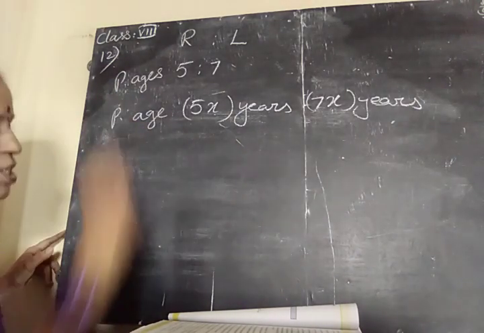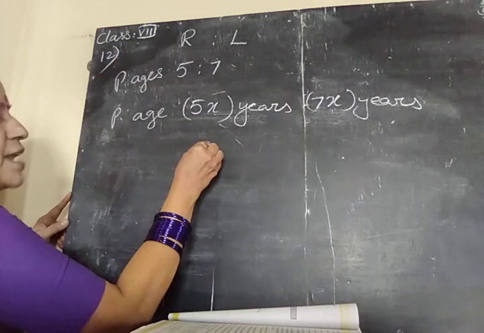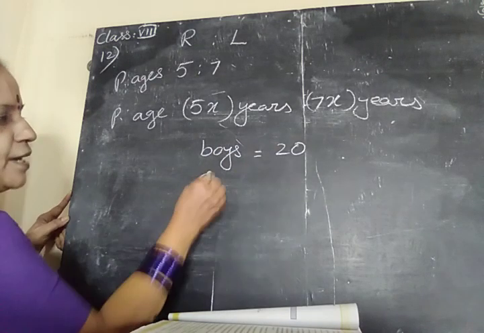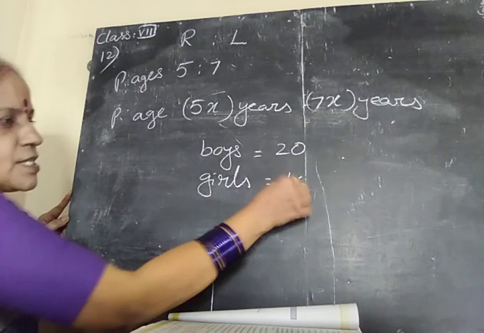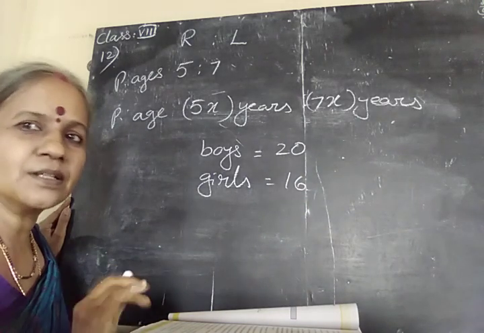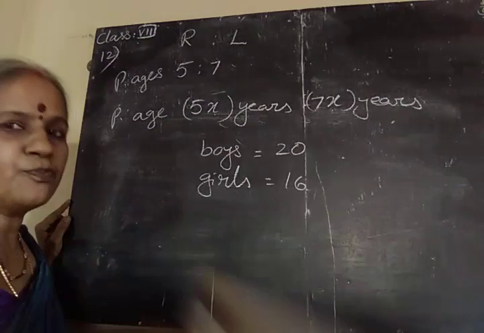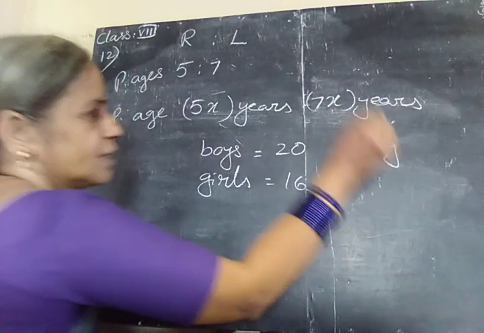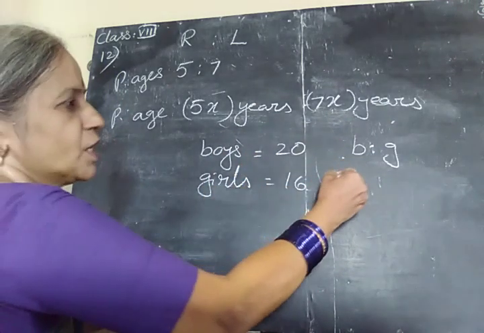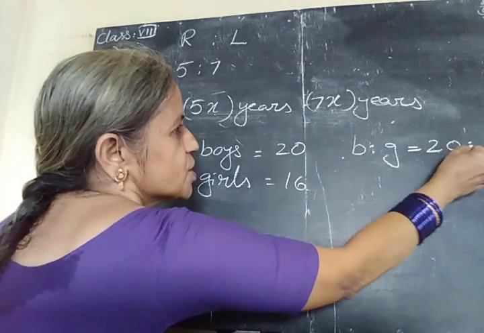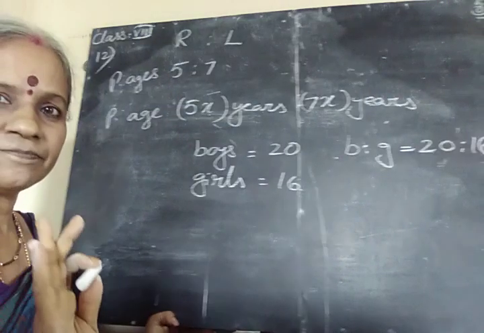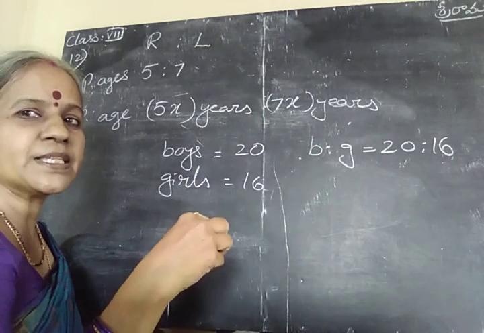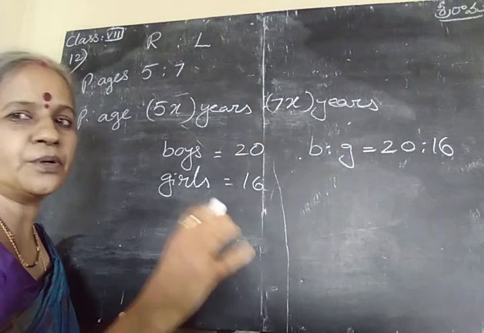For example, in our class there are 20 boys and 16 girls. The teacher asked the question: what is the ratio of boys to girls in our class? Should we say 20:16? No, we should not say like that. You have to change it into the smallest terms, the simplest form.